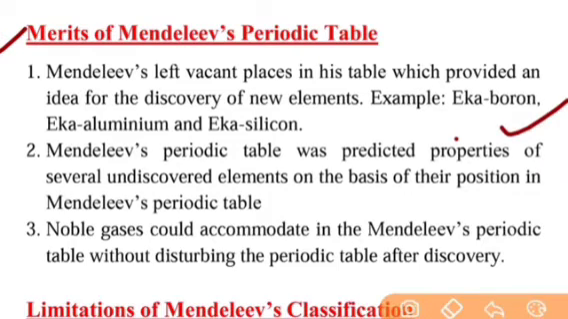Fluorine, chlorine, bromine and iodine have similar properties, but they have different atomic masses. According to Newlands, only 56 elements exist in nature and no more elements would be discovered. We know today that 118 elements have been discovered, so Newlands was proved wrong here.